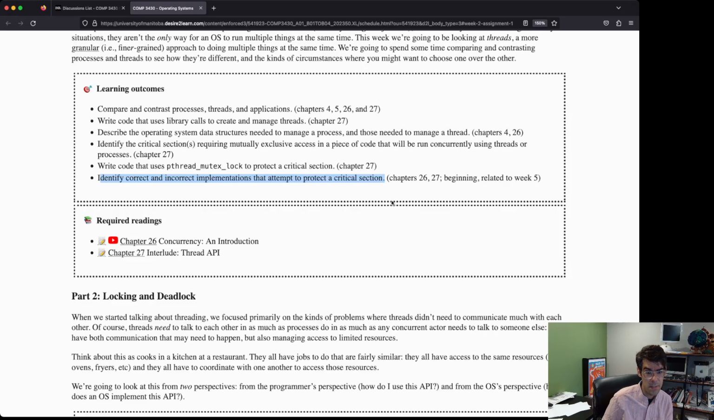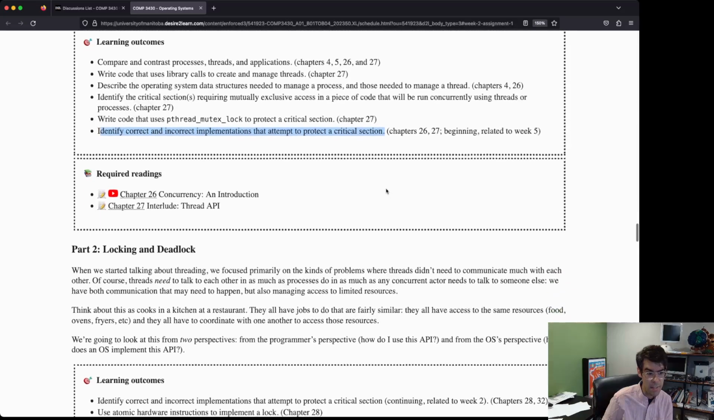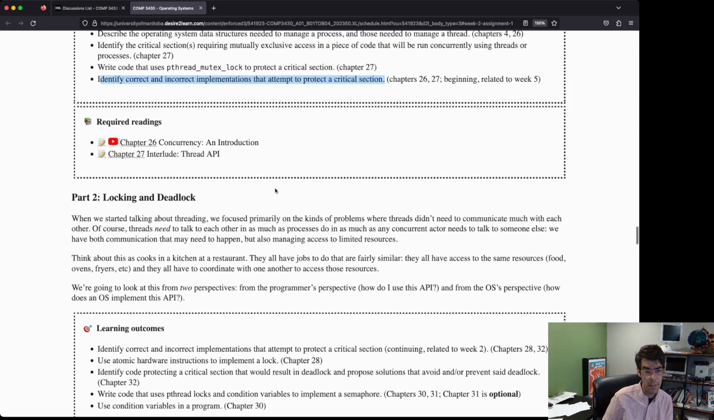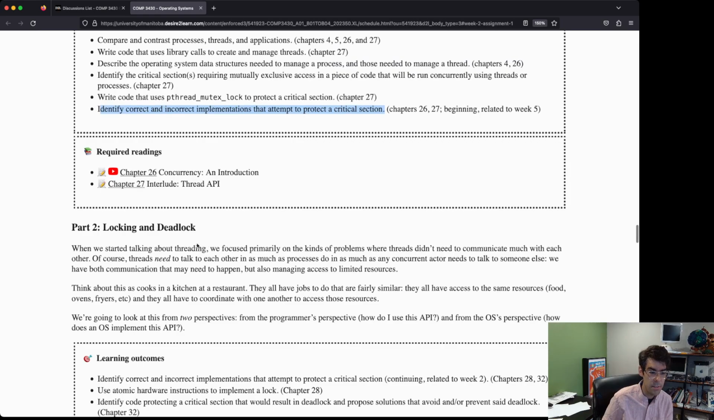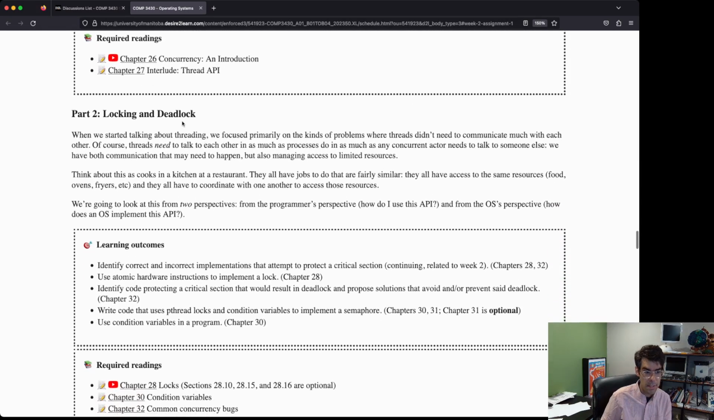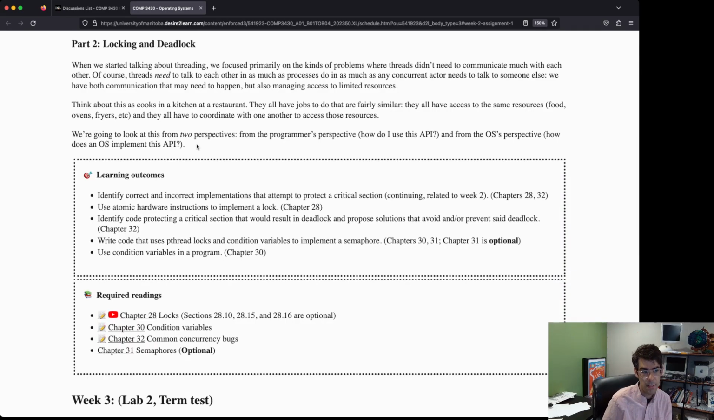This is in chapters 26 and 27. And then this is also going into part 2 of this week with locking and deadlock. And we'll look at that again in just a second. But this is coming from chapters 26 and 27 as well. We started looking at deadlock at the very end of class yesterday, and we'll continue taking a look at deadlock on Tuesday next week. The learning outcomes here are primarily coming from the textbook chapters, and we'll spend a little bit more time on deadlock in class.